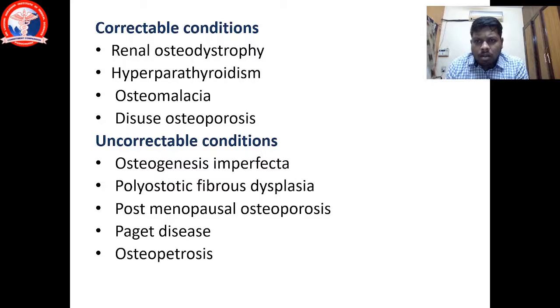The causes of pathological fractures, as you can see, can be put under correctable conditions and uncorrectable conditions. Correctable conditions include renal osteodystrophy, hyperparathyroidism, osteomalacia, and disease osteoporosis. Uncorrectable conditions include osteogenesis imperfecta, polyostotic fibrous dysplasia, postmenopausal osteoporosis, Paget's disease, osteopetrosis.